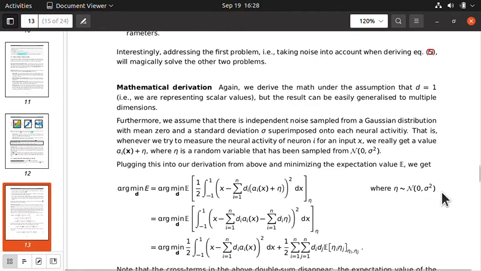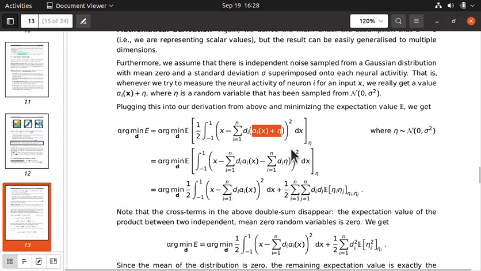So there's going to be some Gaussian noise with some variance, and that's going to be added to our activities, and everything else about our minimization problem is the same. So we go ahead and do this math. This squaring is going to be a problem, but this noise term has some really nice properties. In particular, because this noise has mean zero, a whole bunch of these cross terms cancel out.